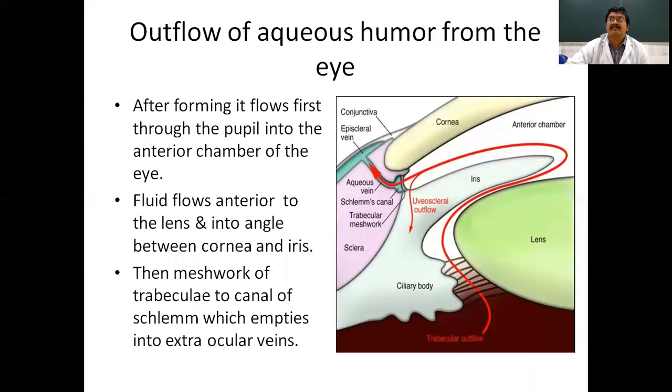After forming, it first flows into the pupil and then into the anterior chamber of the eye. The fluid flows anterior to the lens into the angle of the eye between the cornea and the iris. Then the trabecular meshwork is present, and from there it filters and empties into Schlemm's canal, then into the aqueous veins, and from there into the episcleral veins.